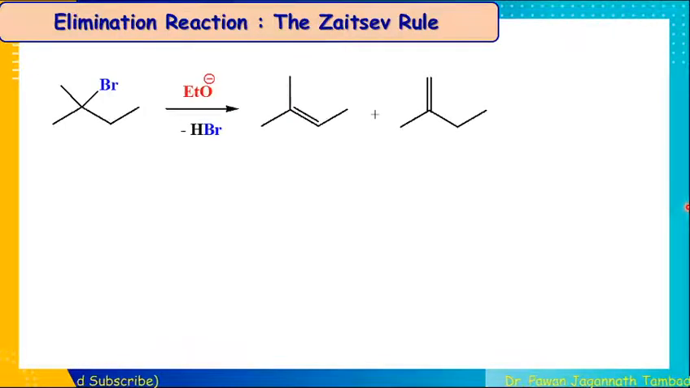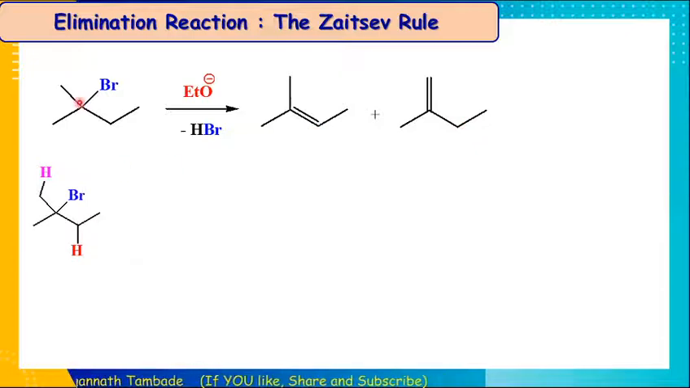Now we will see one of the very famous rules, that is Zaitsev rule for elimination reaction. In order to understand this rule, look at this reaction. In this reaction, when this alkyl halide is allowed to react with some strong base like ethoxide ion, we can get these two different types of alkene as a product. Now why can we get these two different types of product?